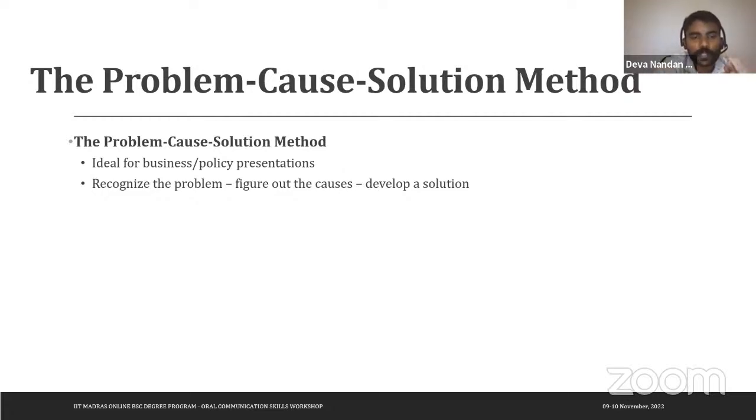This is when the presenter is expected to come up with a solution, or at least present a solution to your audience. This may be a business meeting. You would be a low level manager reporting to higher level managers, and presenting data findings of the company's performance or something like that. Every time you are expected to develop a solution, or at least present a solution. This is the method that you use.